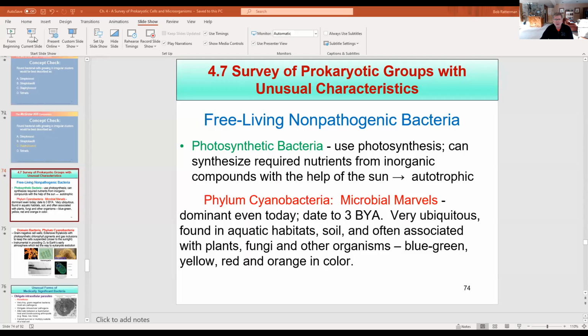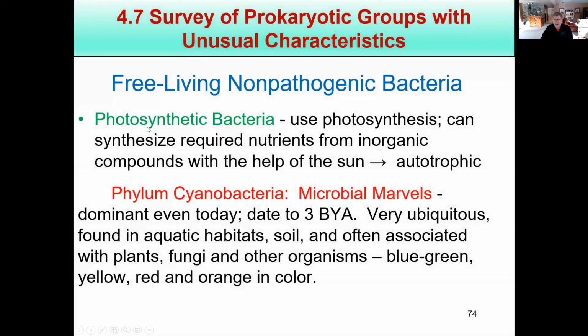Okay, let's wrap up chapter 4. I want to talk a little bit about some interesting groups of prokaryotes, some of which we actually talked about in lab recently. Actually, in our very first lab, we looked at some living specimens that included this particular group of non-pathogenic bacteria that were photosynthetic.